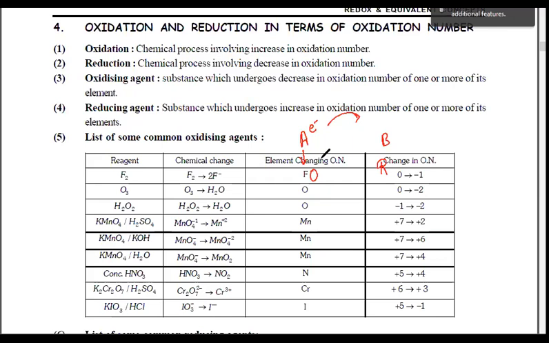Okay, very good. Now, if this is oxidation, who is responsible for this oxidation? Who is responsible for A to lose its electron? B, right? Agree? B.